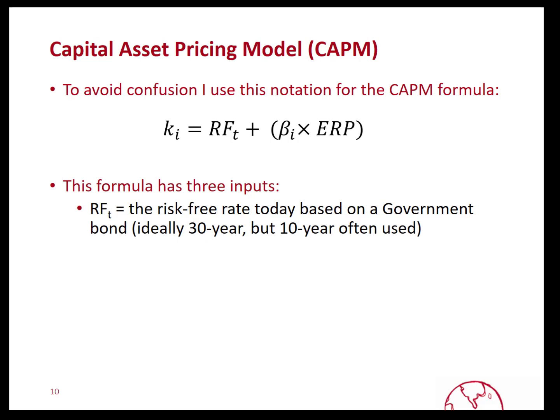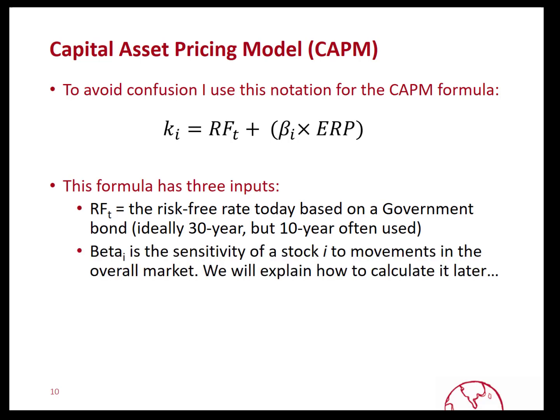The idea being that when you look at buying a stock, your alternative investment would be just to buy a government bond instead. So in order to buy that stock, you have to be at least offered the return on a government bond. That beta is going to be a measure of the sensitivity of the stock you're looking at to changes in the overall market, and we'll talk about how to calculate that in a moment.